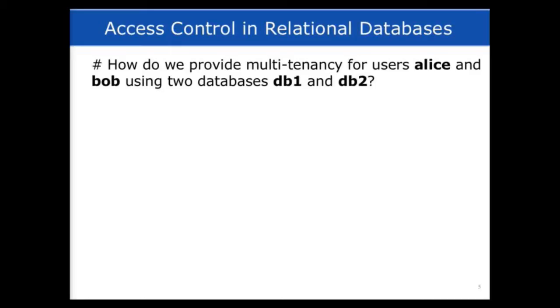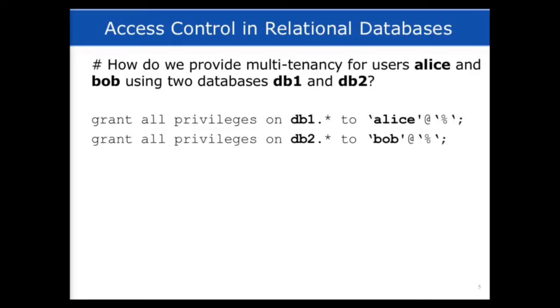So just to make it a bit more concrete, imagine you have a database, and we want to do the same problem, multi-tenancy. I have two databases, database 1 and database 2. I have two users, Alice and Bob. How do I ensure multi-tenancy here? Well, you can use statements like grant all privileges on a particular database, database 1, to Alice, and we give all the privileges on database 2 to Bob. And now they're isolated from one another.